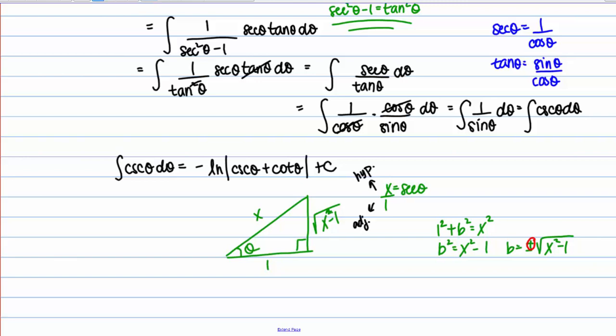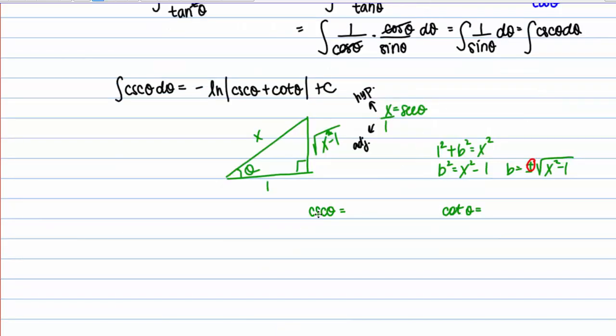So now based on this triangle, I should be able to write down what the cosecant of theta and the cotangent of theta are. Now the cosecant is the reciprocal of the sine. So the sine is the opposite over hypotenuse, so cosecant should be hypotenuse over opposite side. So that should give me x over the square root of x squared minus 1. And then cotangent of theta is the inverse of the tangent. Tangent is opposite over adjacent, so this should be adjacent over opposite. So that looks like it should be 1 over the square root of x squared minus 1.